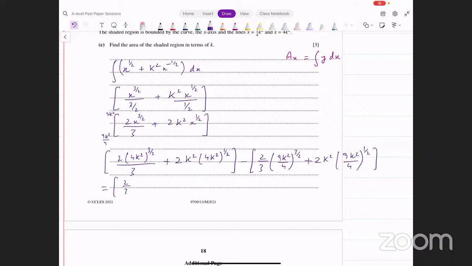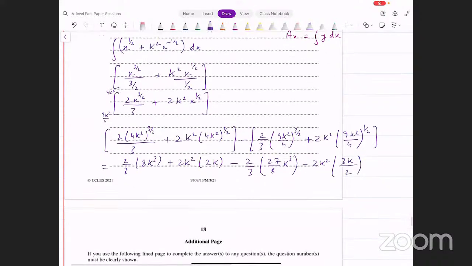2/3 into 4 raised to power 3/2 हो जाएगा 8 and then k cube plus 2k square into 2k minus 2/3 9 raised to power 3/2. ये again calculator पे डाल दें बेशक सीधा. 9/4 whole raised to power 3/2 calculator में डालें. क्या आता है? ये हो जाएगा 27/8 k cube and then minus 2k square into 3k divided by 2. Again, it's a lot of working for 3 marks, but that's what it is.